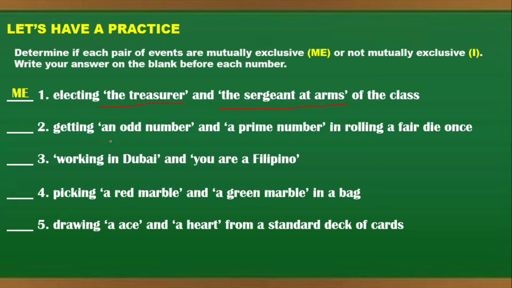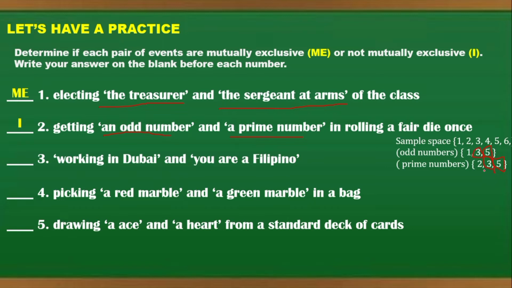Number 2. Getting an odd and a prime number in rolling a fair die once. First, let's determine what the sample space is in this event. The sample space is 1, 2, 3, 4, 5, and 6, while the odd numbers are 1, 3, and 5. The prime numbers are 2, 3, and 5. As we can see, we have common elements here. So we can consider this as not mutually exclusive events.